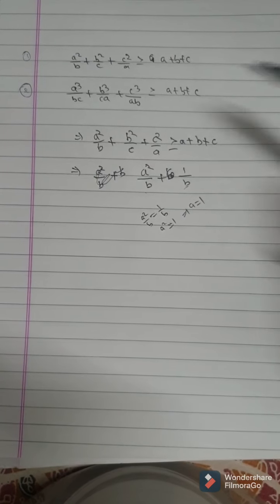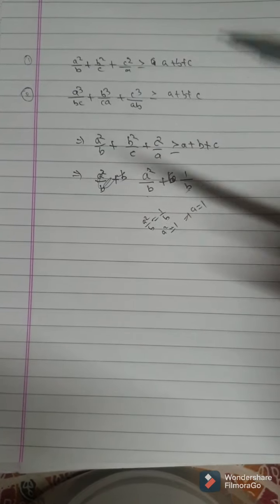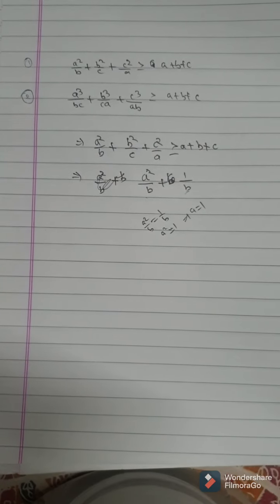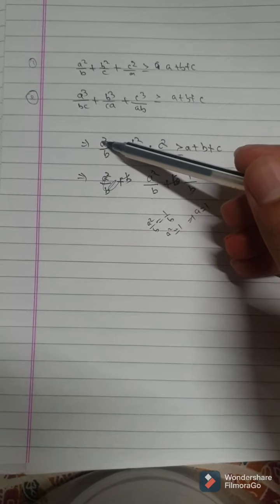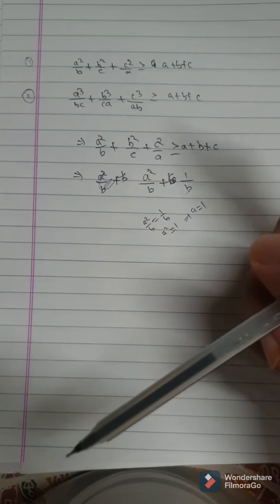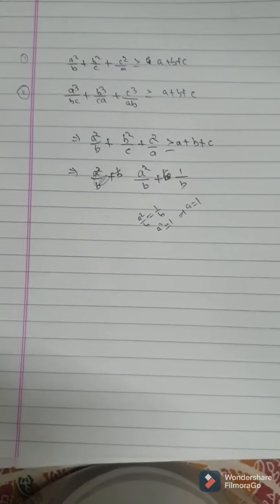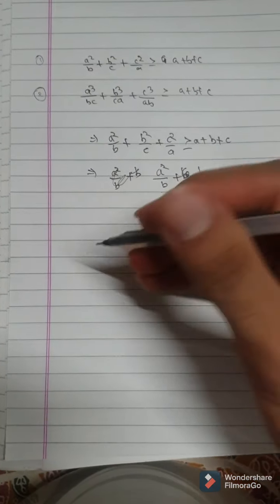So for every case we need to see what type of expression will be equal to this. A square by b has 2 degree in the numerator and 1 degree in the denominator, so this is a 1 degree expression. So only a 1 degree expression can be equal to this. So a square by b may be equal to b. Let me try this out.